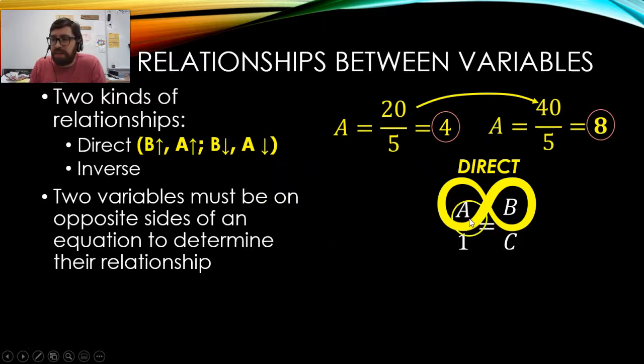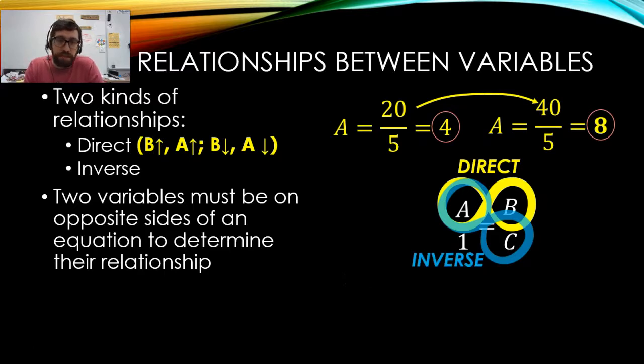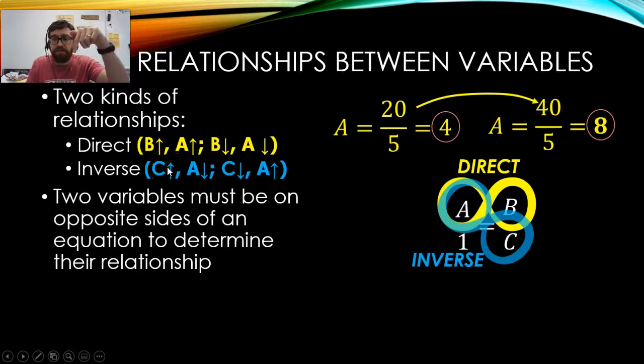If we look at C and A, C is on the bottom, A is on the top. That's opposite sides of the fraction bar, so that's called an inverse relationship. Inverse relationships don't change in the same direction, they cause changes in the opposite direction. So if the value of C increases, that will cause a decrease in A. C goes up, A goes down. Vice versa, if C goes down, A will go up. It's an opposite change. That's what an inverse relationship is.